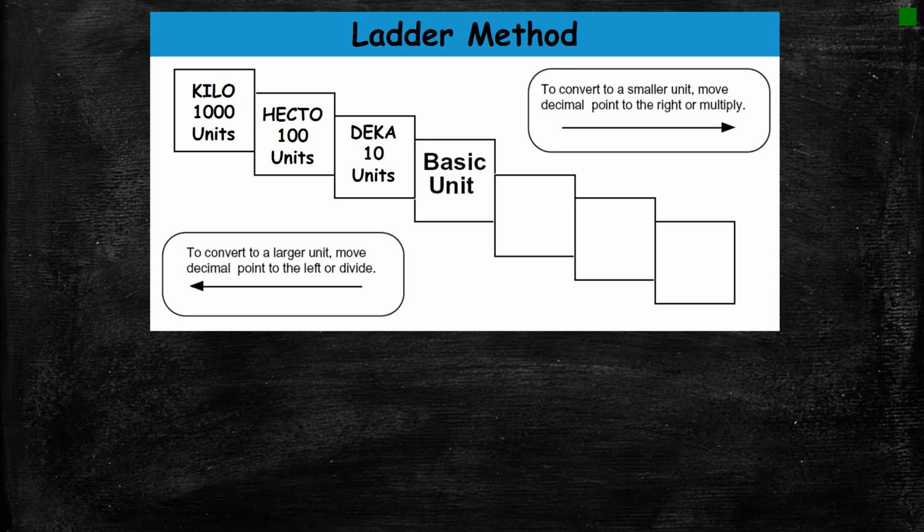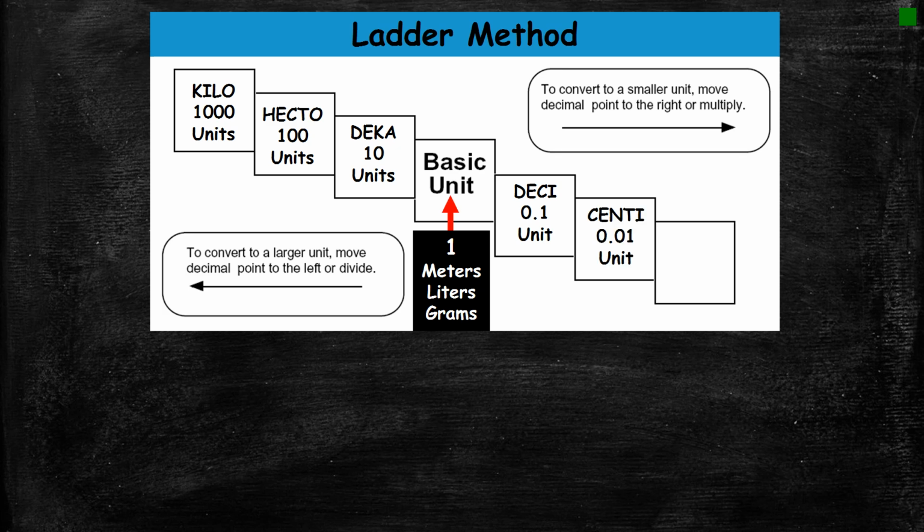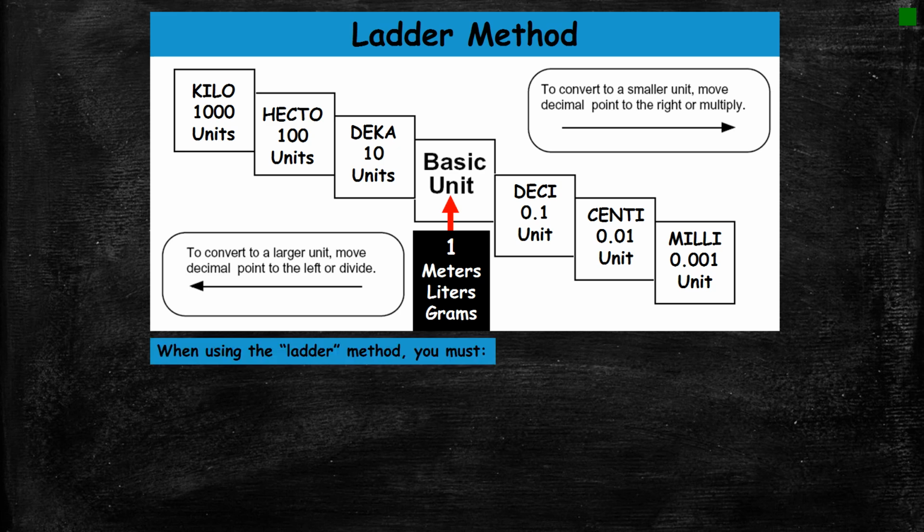And then we're at our basic unit, which is 1, which could be meters, liters, grams, doesn't matter, whatever you're using. Now we're going on the small side: deci, which is 0.1 unit, or a tenth. Centi, 0.01 unit, or a hundredth. And then we have milli, which is 0.001 unit, or a thousandth of a unit. So ask yourself, what is the first thing I have to do? Good. You have to determine your starting point.